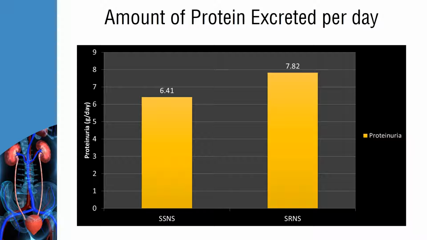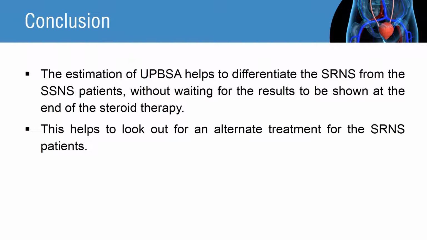The steroid-resistant group of patients were found to have more proteinuria, that is, 7.82 grams per day, than the steroid-sensitive group, which has proteinuria of 6.41 grams per day. Sialic acid is a 9-carbon, negatively charged carbohydrate. This sugar contributes negative charges to the proteins in the urine, which can be used as a marker for the differentiation of steroid-sensitive and steroid-resistant nephrotic syndrome patients. The patients who are not responding to the steroid therapy can thus be given alternate medication for better effect.